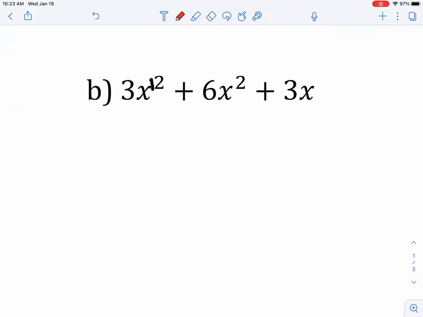Okay. So let's look at the numbers first. We have 3, 6, and 3. Well, 3 is going to be the greatest common factor of the numbers. Now remember, for our variables, we take the smallest exponent. We have x to the 12th, x to the 2nd, and x to the 1st. So x to the 1st is our smallest exponent. So 3x is the GCF that I'm pulling out for writing that in front.